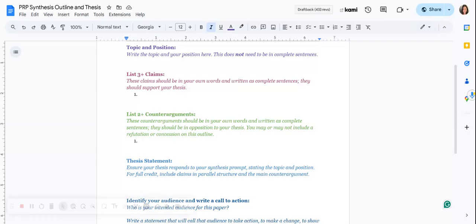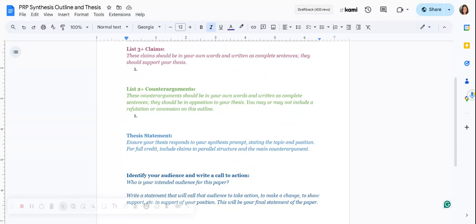Finally, you're going to build a thesis statement from those claims and counterarguments. You do not need to address every single claim or every single counterargument, but what I would like you to do is pick the 3 claims that you think are going to be the focus of your paper. You can always go back and change this later if you realize you want to reword or focus on another claim. But I want you to create a thesis that states the topic and position and then includes the 3 claims in parallel structure and addresses the main counterargument.